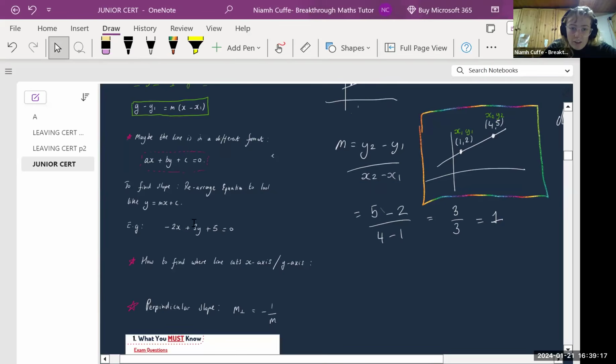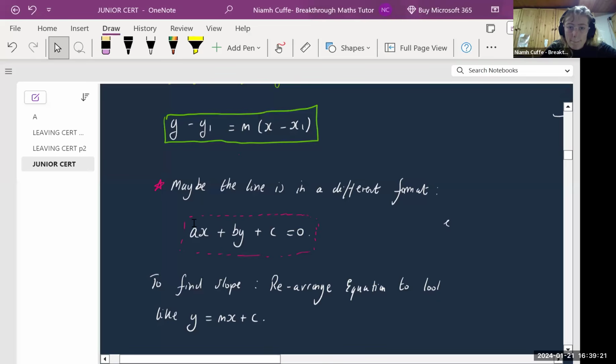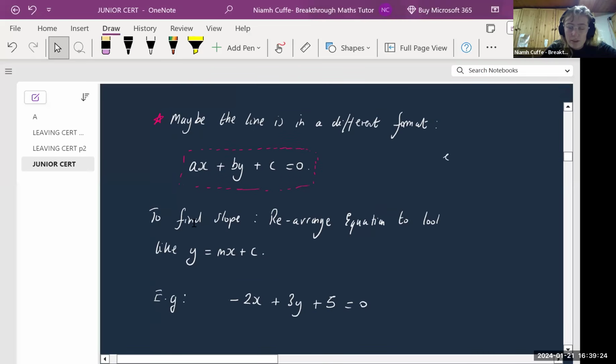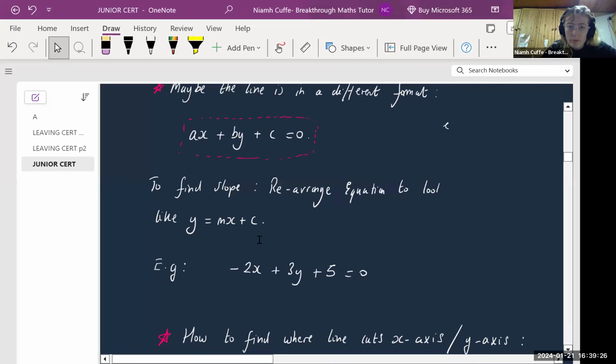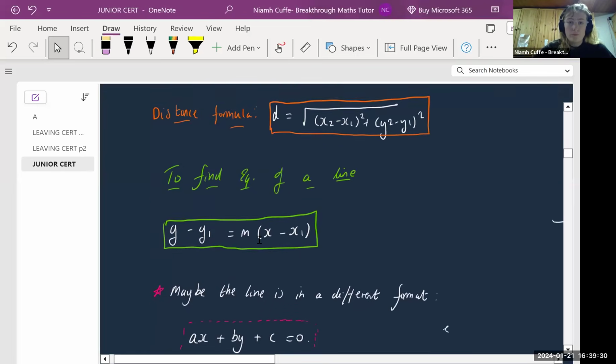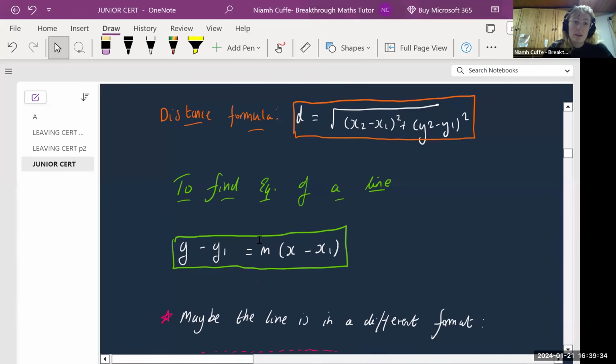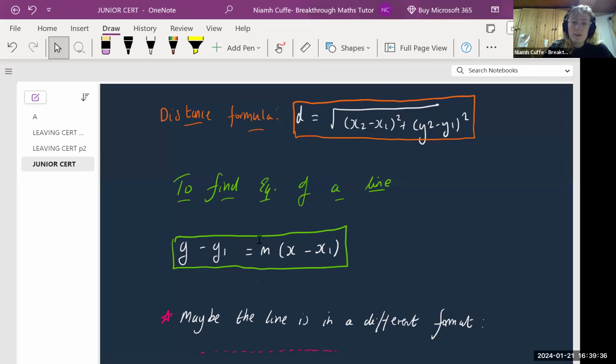Okay, guys, another thing that I want to tell you about. Sometimes we're asked to find the equation of a line, okay? So we're trying to find the equation of a line. We've got this formula. Again, guys, it's in our log tables. So coordinate geometry is a very formula heavy topic. We're always going to be using formulas throughout it.